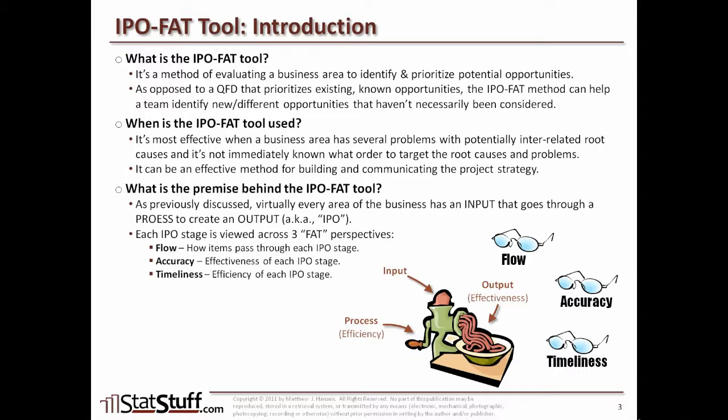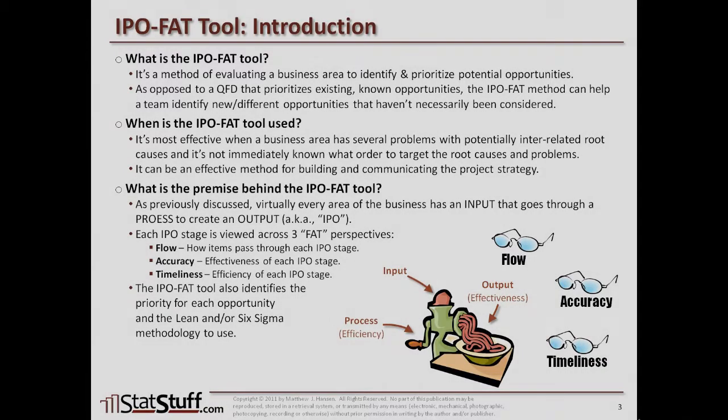So you think of it in terms of like glasses. You're putting on three different sets of glasses, and each of those looking at the input, process, and output from those different perspectives. So the IPO FAT tool also identifies the potential suggested priority for when you identify these opportunities, how you might order those. And it also has a suggestion for what type of methodology you might use, whether it's lean sets of tools or Six Sigma sets of tools or methods, or maybe a combination of both.